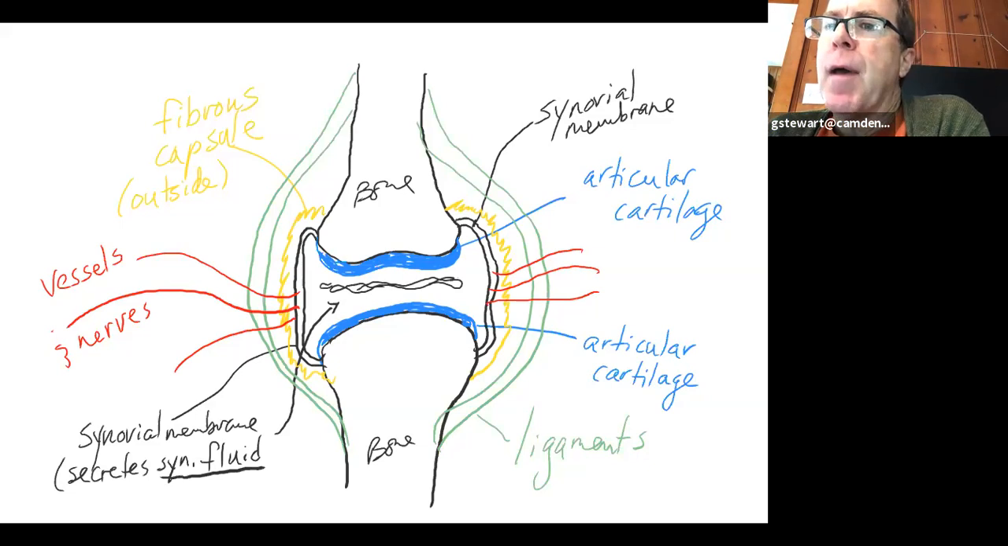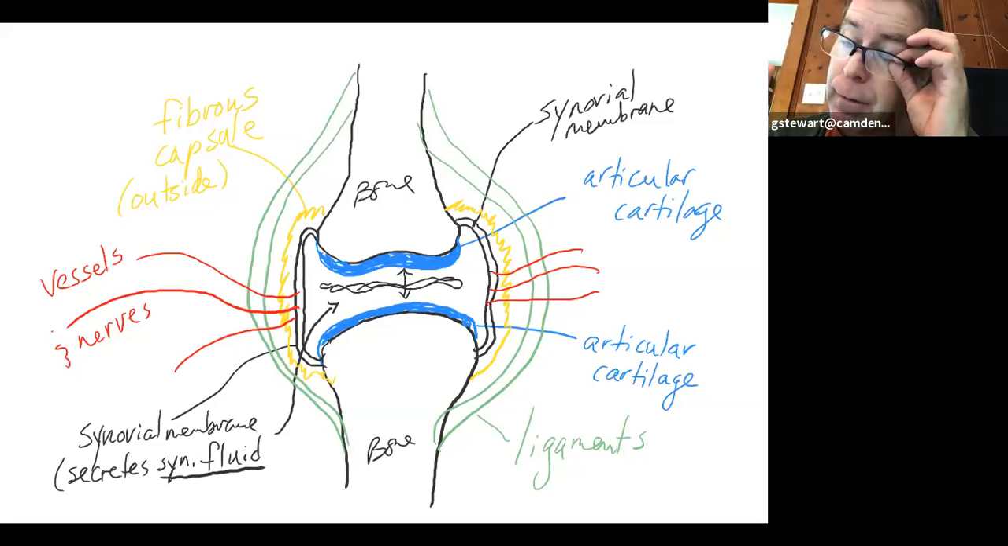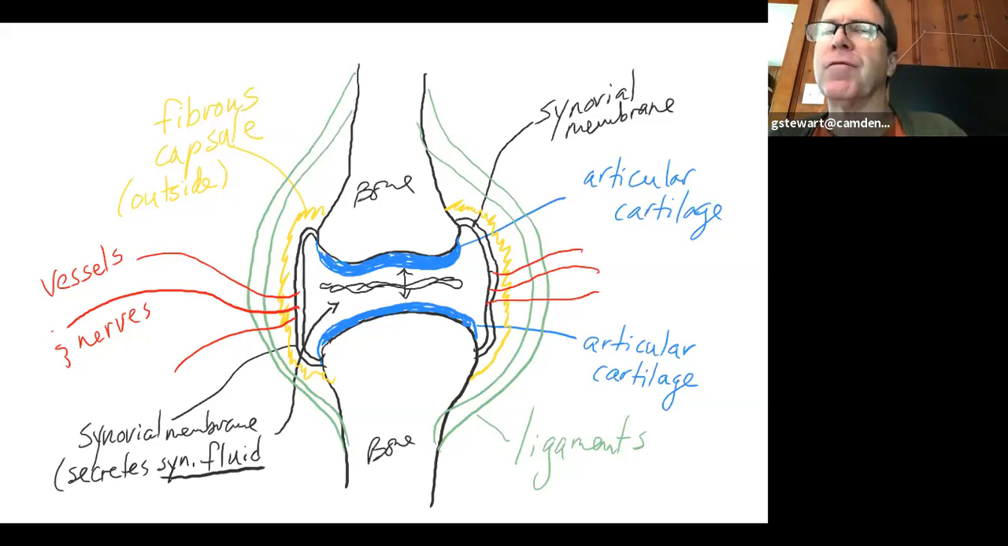Oftentimes, these membranes, as we age, decrease in their ability to secrete that fluid, and then this hyaline cartilage starts rubbing on cartilage and wears away. And finally, an arthritic joint, osteoarthritis, is when bone actually grinds on bone because of the complete wearing away of that articular cartilage. That's what creates inflammation and pain, is when bone finally starts to grind on bone.